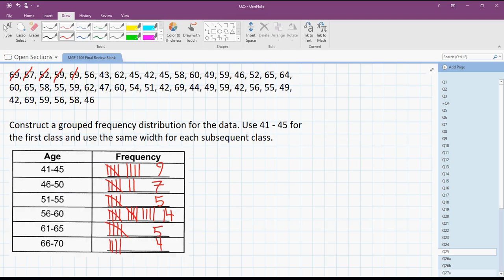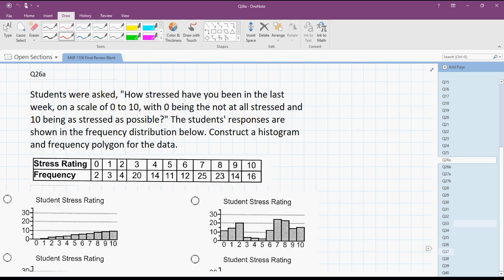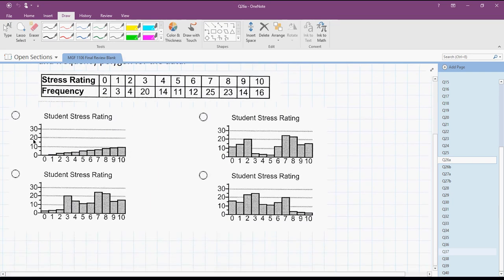I know these next couple questions are going to make you do a little bit of writing and tallying and things like that. All right, so let's jump over to number 26. Number 26, they've already done the frequency table for us. And again, remember when we talked about this in class, this is all about matching your frequency table to the graph.